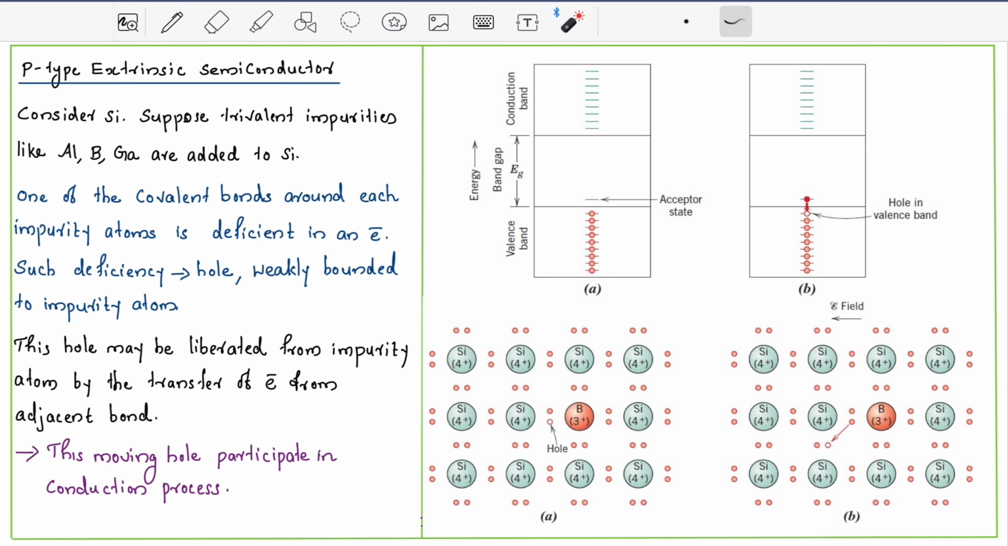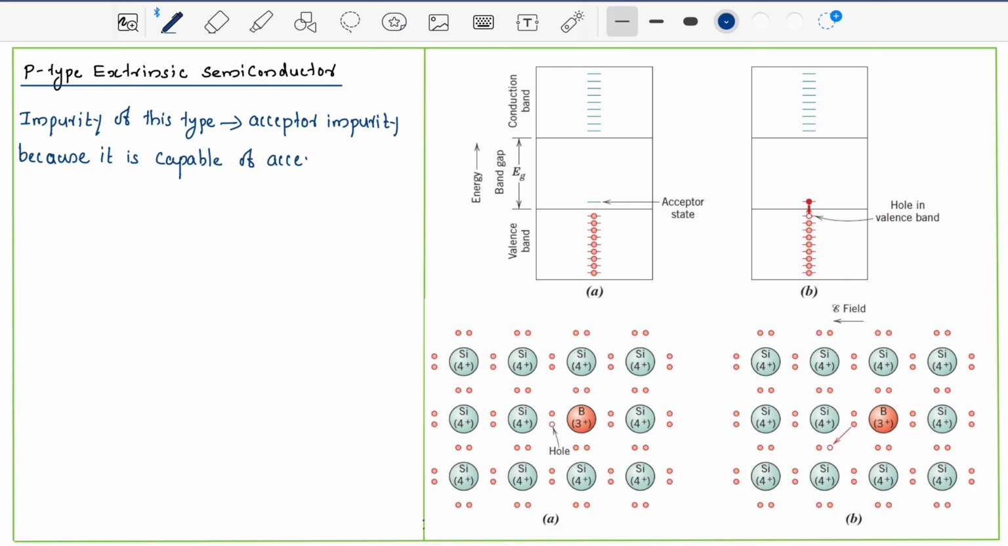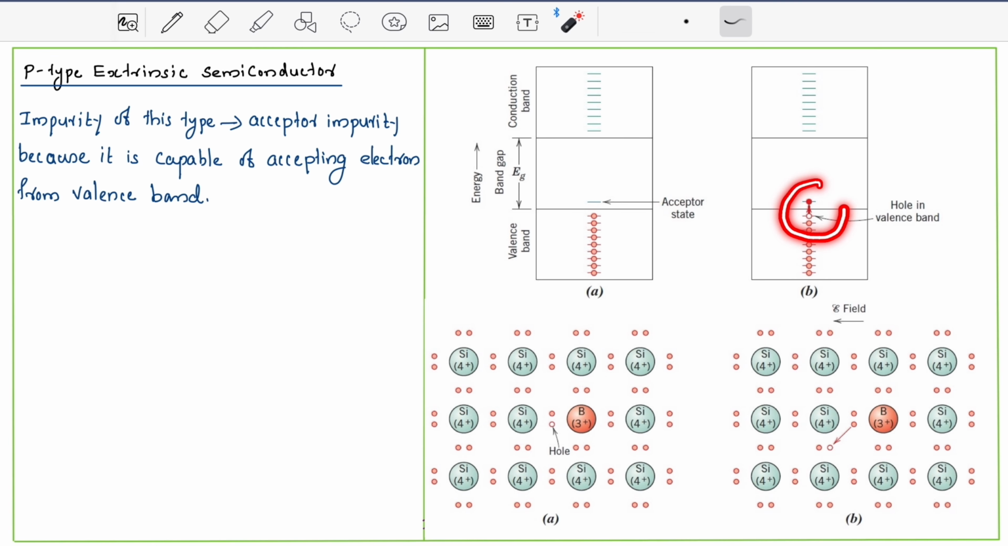So what actually happens? The electron from the valence band is excited into the acceptor state and a hole is created in the valence band. Now the impurity of this type is called acceptor impurity because it can accept electrons from the adjacent bonds. It is capable of accepting electrons from adjacent bonds in the valence band.